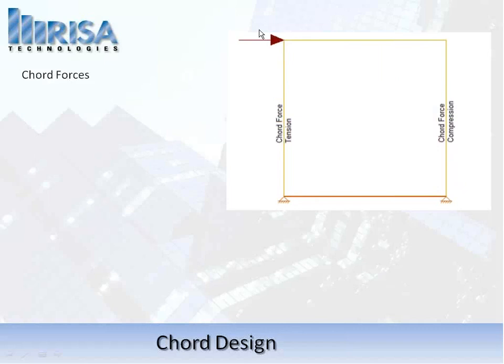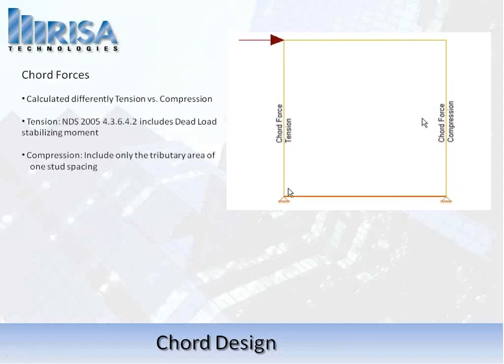If we apply a shear load to a wall, we're going to see chord force. So the chord is going to be on either side of that, okay? And you've got a chord force of compression on one side and tension on the other. As we see here, we can calculate these values a little bit differently.